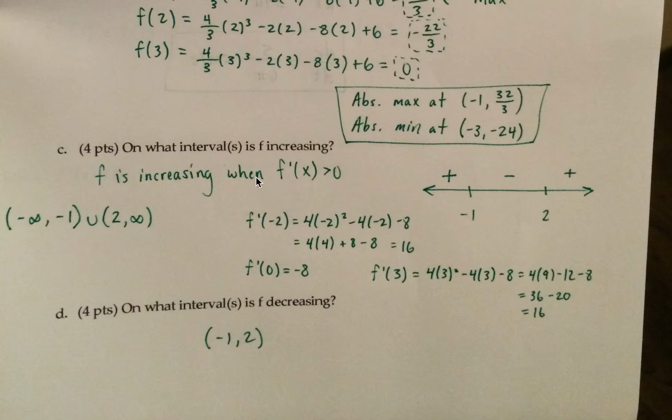Do not plug -2 into the original f of x function. That will only tell you a y value. It will not tell you whether or not the function is increasing or decreasing. We can't tell just from knowing a y value whether or not it's increasing or decreasing. Right? We need to know what f prime of x is. So you're going to take -2, which is in this interval over here, and plug it into your derivative function, your slope function.